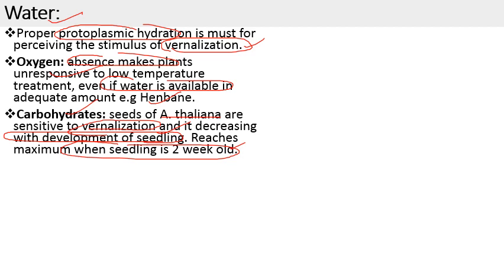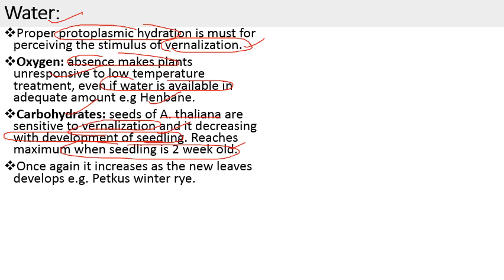During the germination of seed there is plenty of carbohydrate, and after germination the source is depleted, और जैसे ही first 2 leaves बनते हैं they start the process of photosynthesis and they form starch. Then after the formation of starch by photosynthesis, this sensitivity also increases. So that's why carbohydrate is also important to receive the stimulus of vernalization. Once again it increases as the new leaves develop, because photosynthesis starts, जिससे कि carbohydrates की synthesis increase होती है plant में और sensitivity भी increase होती है.